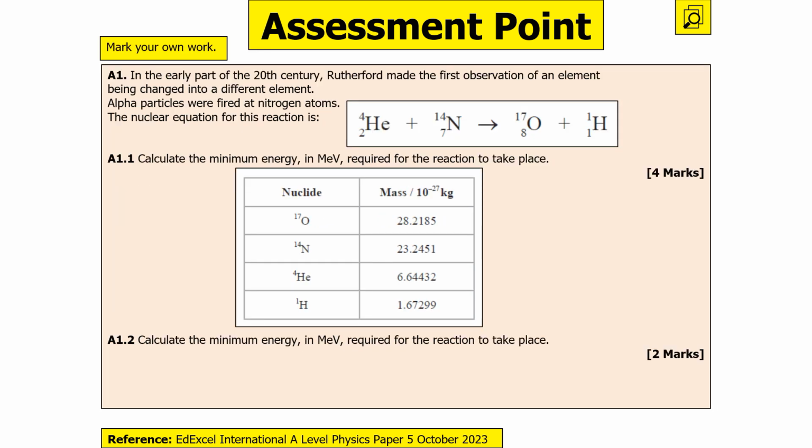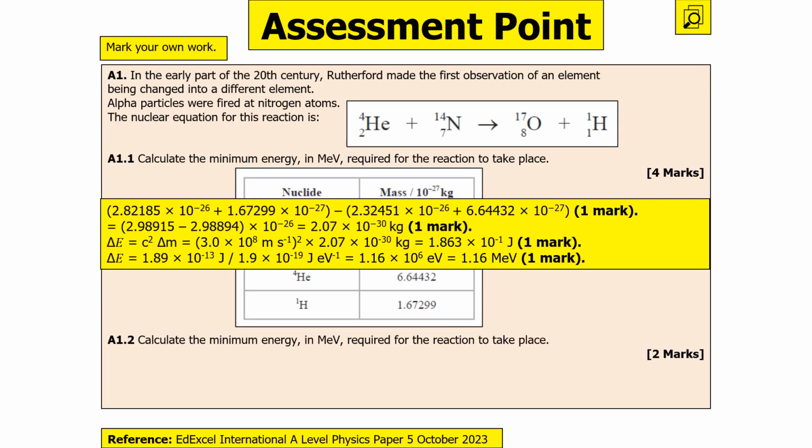Right, so we know that the change in mass will be given by the mass of the reactants before, subtracted by the products of the reaction afterwards. So we get 2.07 times 10 to the minus 30 kilograms from the information given. We know that the energy is mc squared, so we multiply that by c squared, so it's 1.863 times 10 to the minus 13 joules. We can convert that into eV by dividing by 1.6 times 10 to the minus 19. So it's 1.16 times 10 to the 6 eV, or 1.16 mega electron volts.